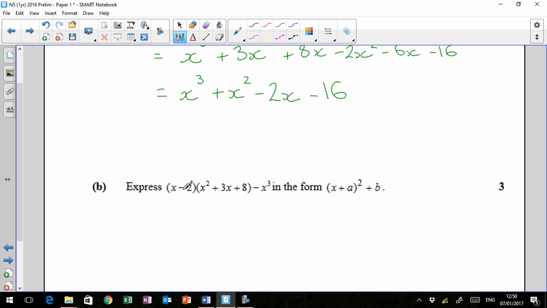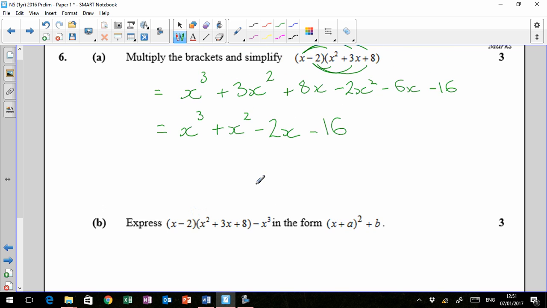Now, part B is an unusual question. We now have to express this, multiply brackets minus x cubed, in the form of x plus a all squared plus b. Now, the first thing to notice is that these two brackets here are what we've just expanded up here. So instead of being x minus 2 times x squared plus 3x plus 8, we know it really means this now.